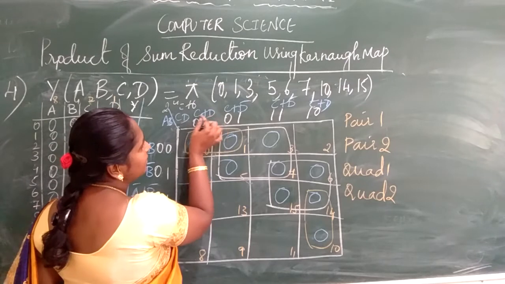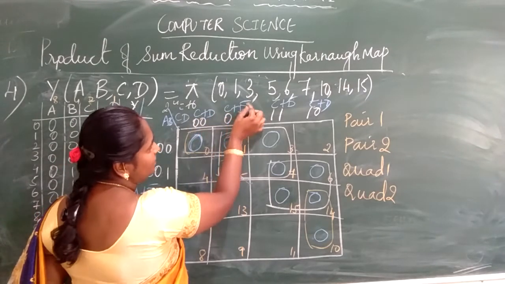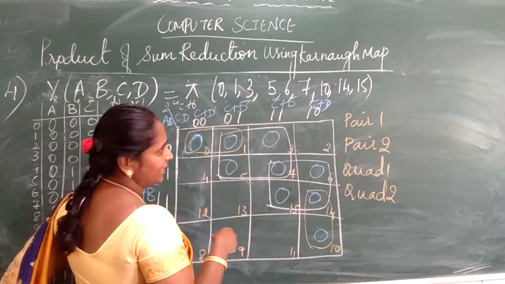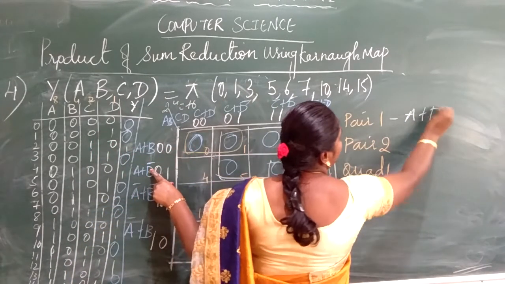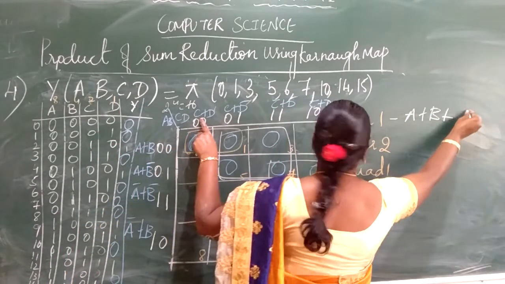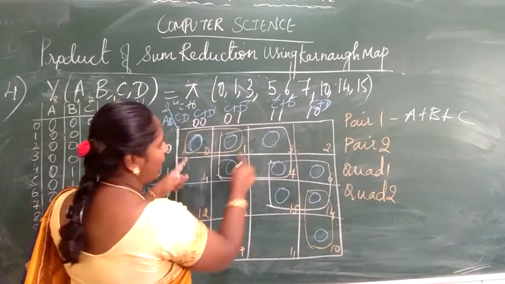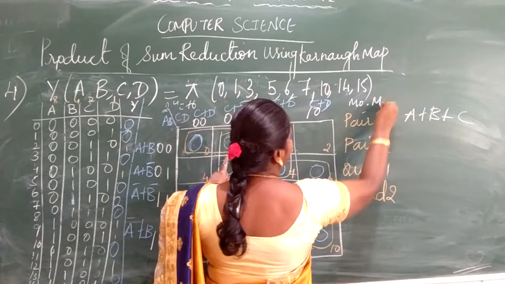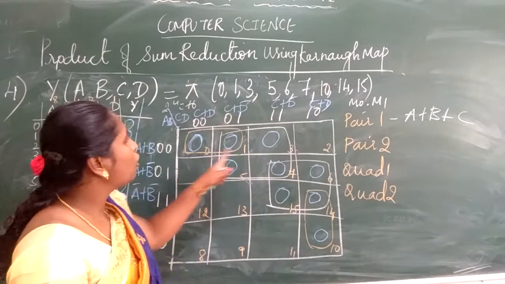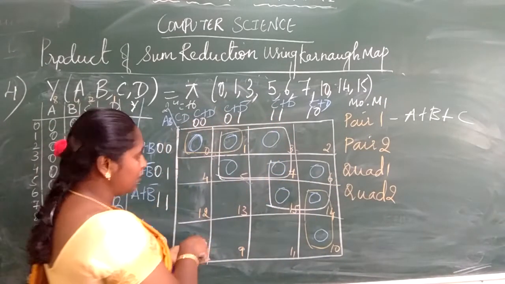Here C plus D bar, so this D bar gets cancelled. Your expression left out is A plus B plus C. For this pair, it is nothing but M0 into M1. Got it? So for M0, M1, the remaining places you place as 1.